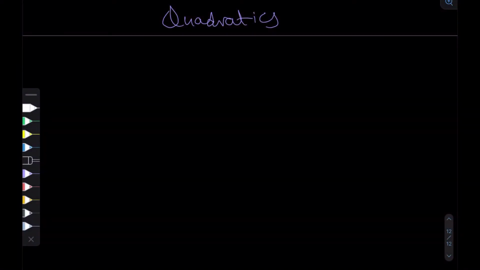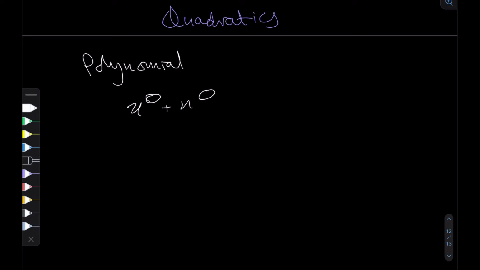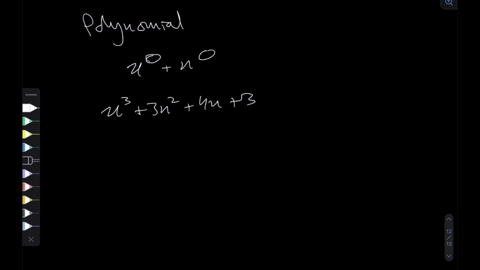Alright, so first of all, what is a polynomial? Well, a polynomial is any function that has the form where x is raised to a positive integer. So whenever x is raised to a positive integer, and there can be many of those, it's a polynomial. So something like x cubed plus 3x squared plus 4x plus 3, this is a polynomial. Anything like x squared plus 4x plus 1, this is a polynomial.